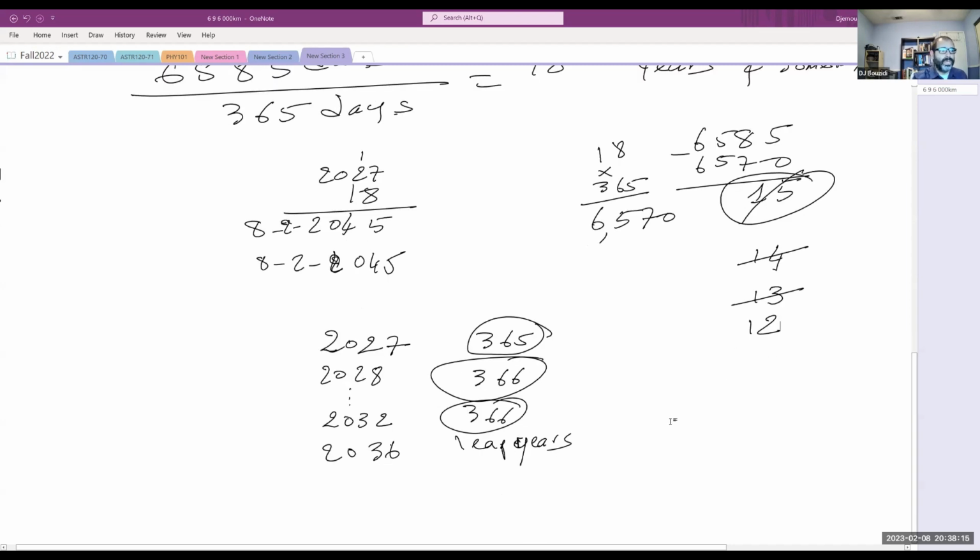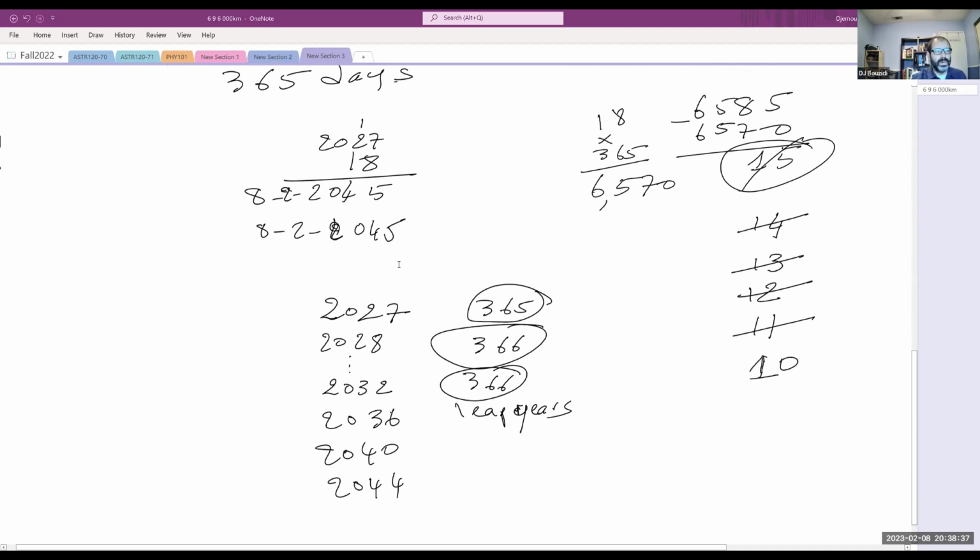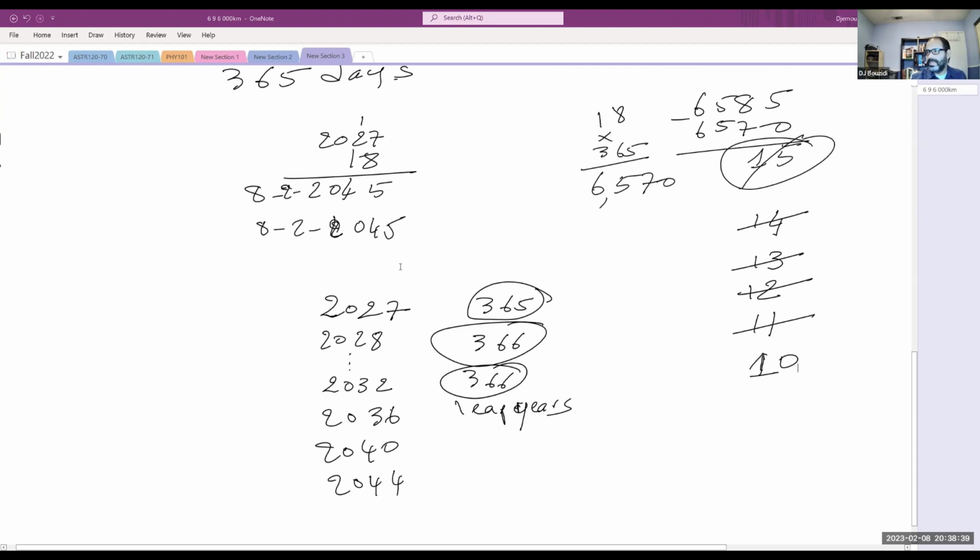For the year 2040, that is also a leap year, and that's going to reduce the number of days to 11. 2044 is also a leap year. So every time I add 4 years, I'm going to do that. So it's 10 days. Of course, 2045 is not a leap year.